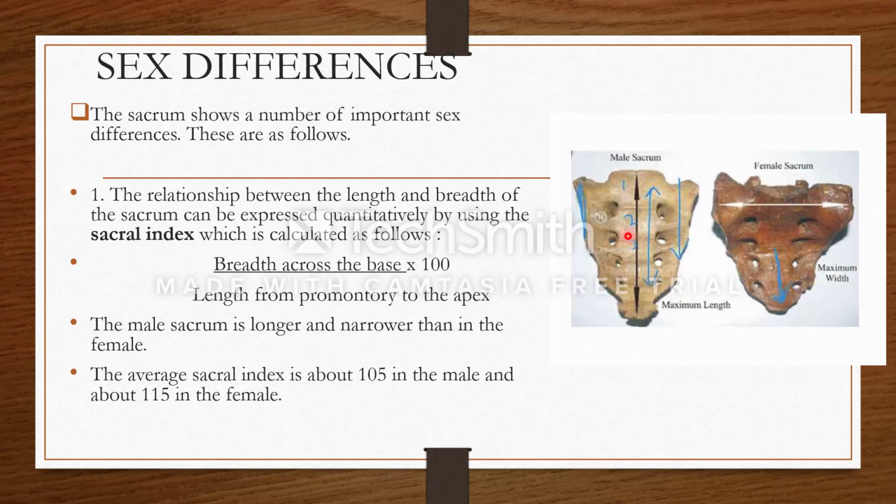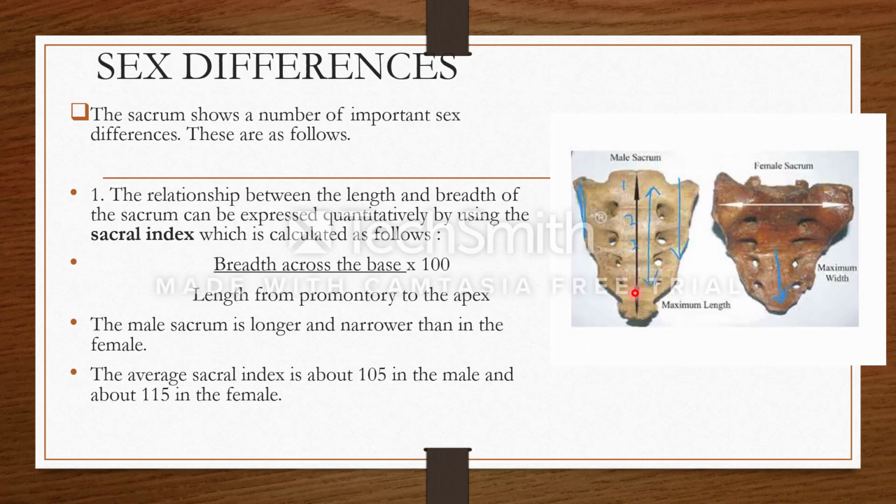Now, how can we differentiate between the male sacrum and the female sacrum? There is one index which we can calculate. This is named the sacral index. There is one formula to calculate the sacral index. First of all, we have to measure the breadth of the sacrum along the base. This is the breadth across the base. See here, from one ala of the sacrum to the other ala, that is, the right ala to the left ala, we will measure the breadth of the sacrum.